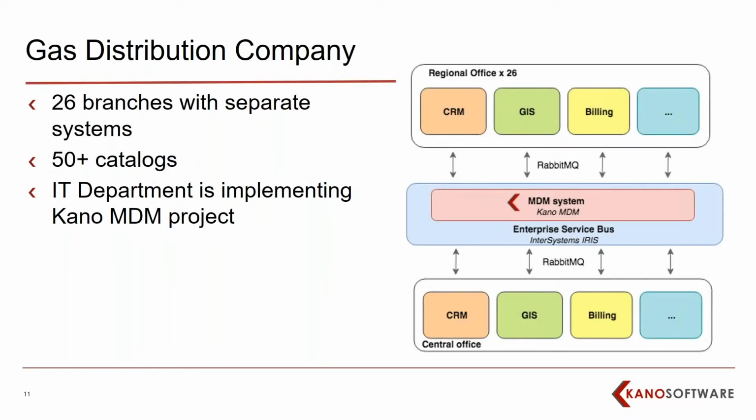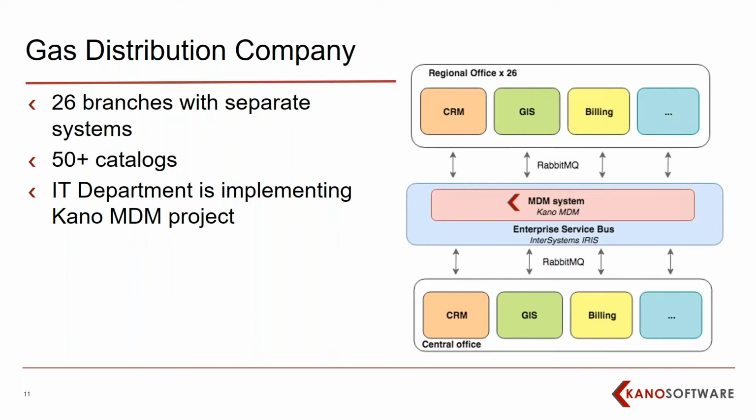The second use case I'm going to talk about is the gas distribution company. This company operates more than 20 regional gas distribution pipeline networks and sells gas to both companies and people. CAN-MDM is used to manage 50 catalogs and distribute these catalogs across all applications, such as billing system, CRM, geoinformation system, and others, deployed in the headquarters and in the 26 branches.